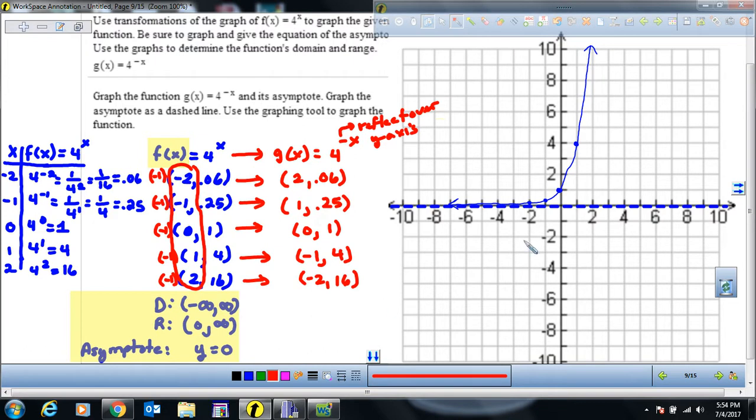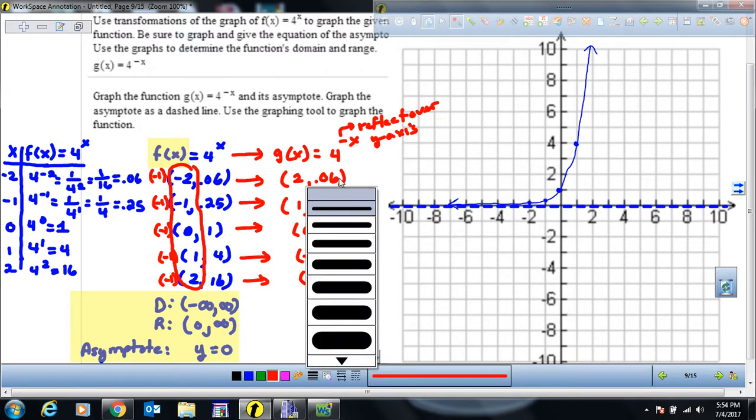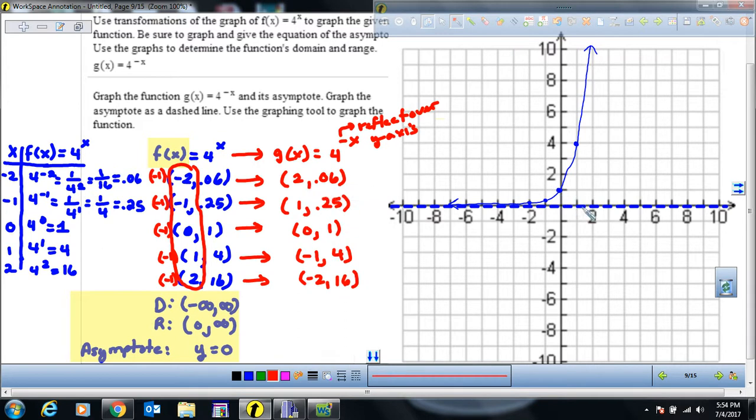Let's graph those points. That's going to be g of x. So it would be 2, comma, and then 0.06. That one is almost touching, we call the x-axis. 1, comma 0.25, so it's somewhere in here. Then 0, comma 1. Then negative 1, comma 4. And negative 2, comma 16, which we cannot see. So the graph now, you see what's happening. It is decreasing, right?